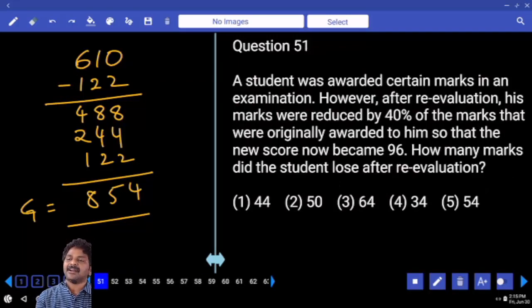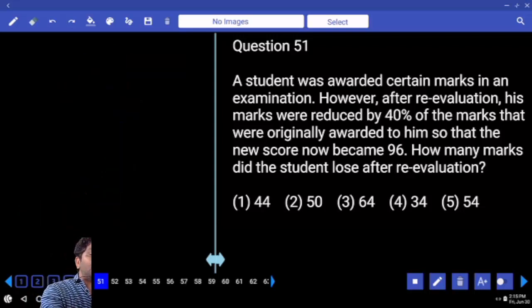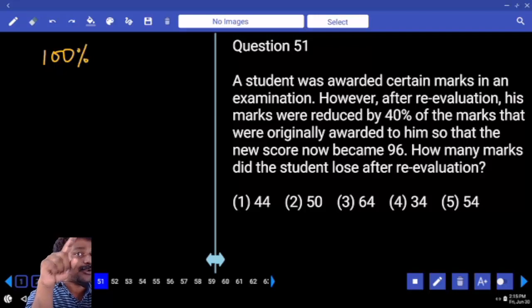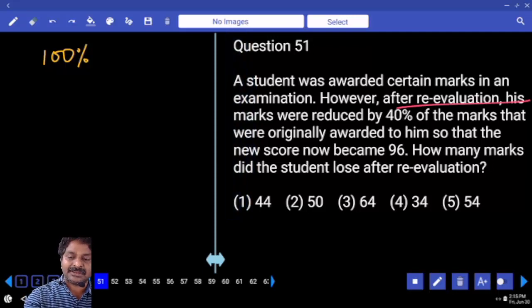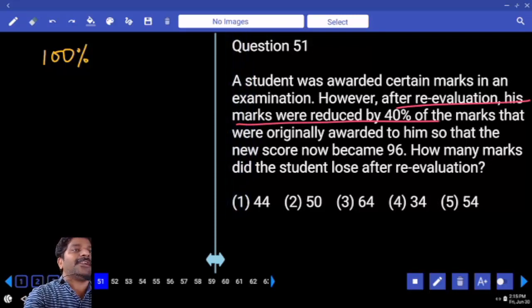A student was awarded certain marks in an examination. However, after re-evaluation, his marks were reduced by 40% of the marks that were originally awarded to him. Let me assume original marks awarded was 100%. I am not saying total number of maximum marks. I am saying originally he got 100% marks. Now, after re-evaluation, marks reduced by 40%. That means it becomes 60% now, correct?